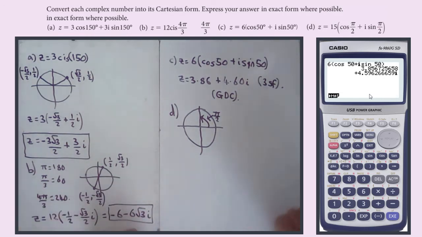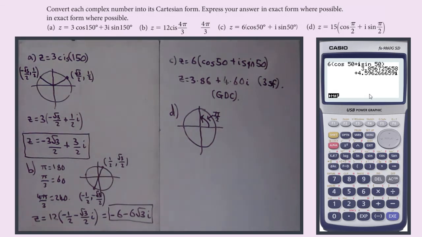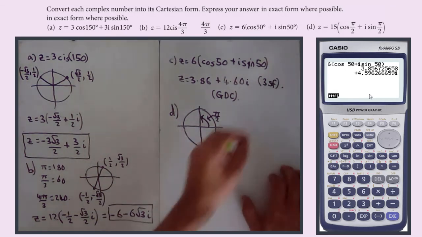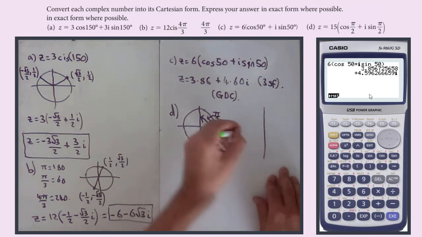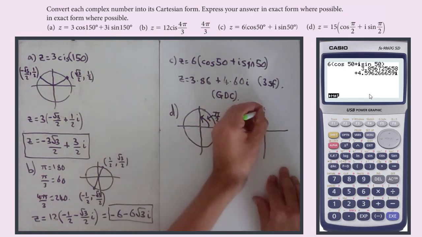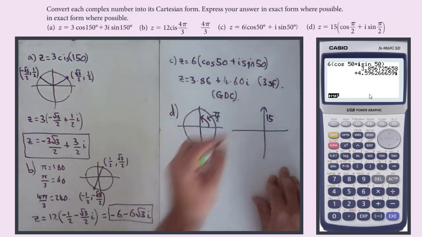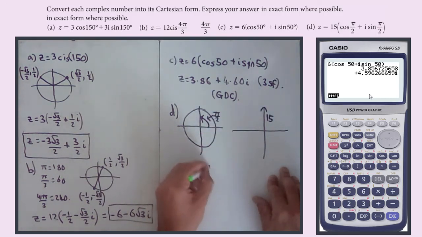Cos pi by 2 is 0. Sine pi by 2 is 1. So this, because it's purely imaginary anyway, just imagine drawing this. If we just had a little Argand diagram anyway, it's just going to be like that at 15. So z is just 15i.